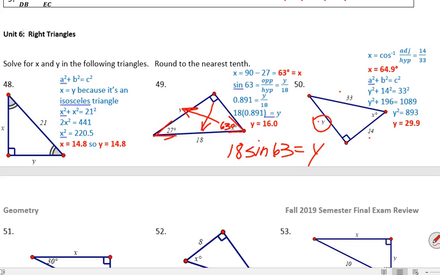And then to find the angle, we're going to use an inverse. If we're trying to find this angle right here, we've got the adjacent side because it's part of that angle, and then we've got the hypotenuse. Adjacent to the hypotenuse is cosine, so we do the inverse cosine, second cosine on your calculator, of 14 over 33, and that gives us 64.9 degrees.